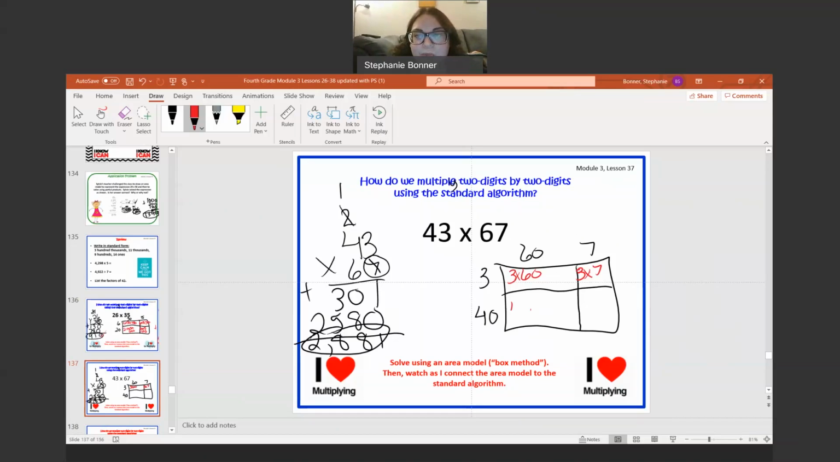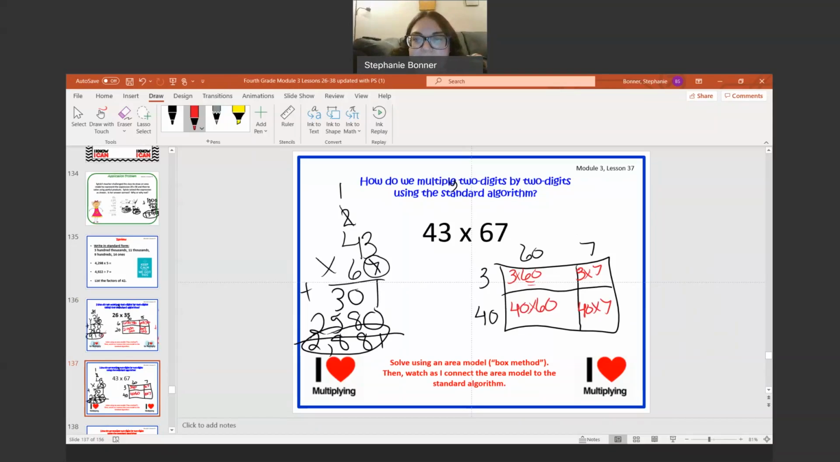This rectangle is going to be 40 times 60. And this rectangle is going to be 40 times 7. And now we can solve for the answers. Again, the box method takes significantly longer than the standard algorithm. So really practice the standard algorithm because that's what you're going to be expected to use in the future.